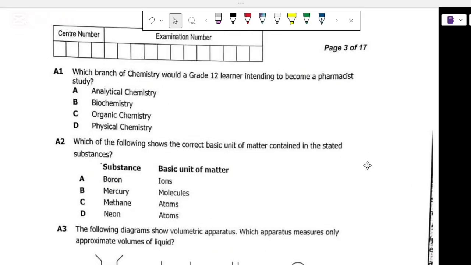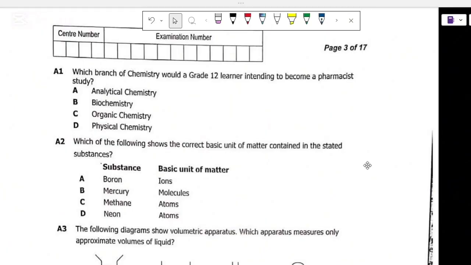So question 1 is saying, which branch of chemistry would a grade 12 learner intending to become a pharmacist study?